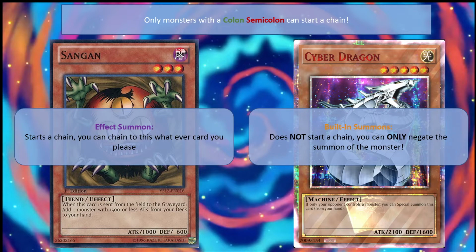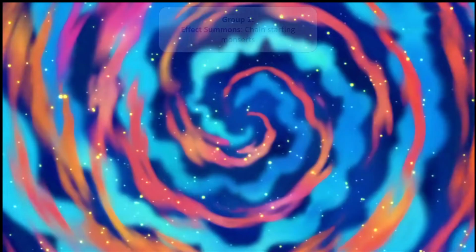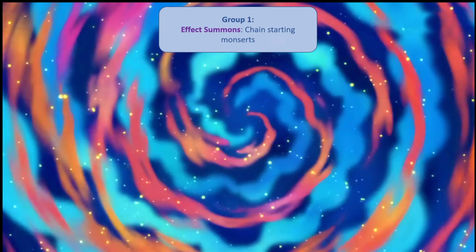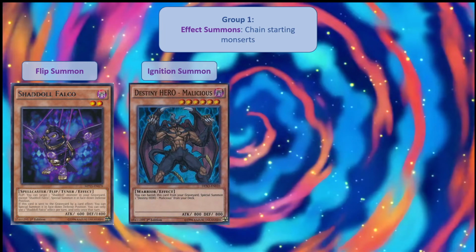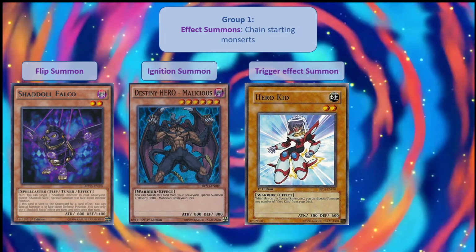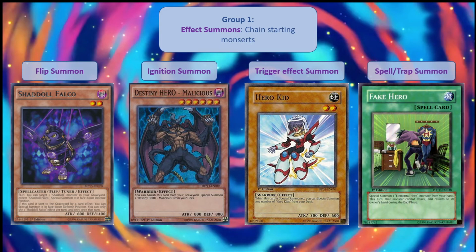Now, the built-in summons gets a little bit more complicated, but we'll be looking at that a little bit closer towards the end of the video. So, let's jump right in. So, group number 1, effect summons. This is what starts chains. So we have here flip summons, ignition summons, trigger effect summons, and spell trap summons.